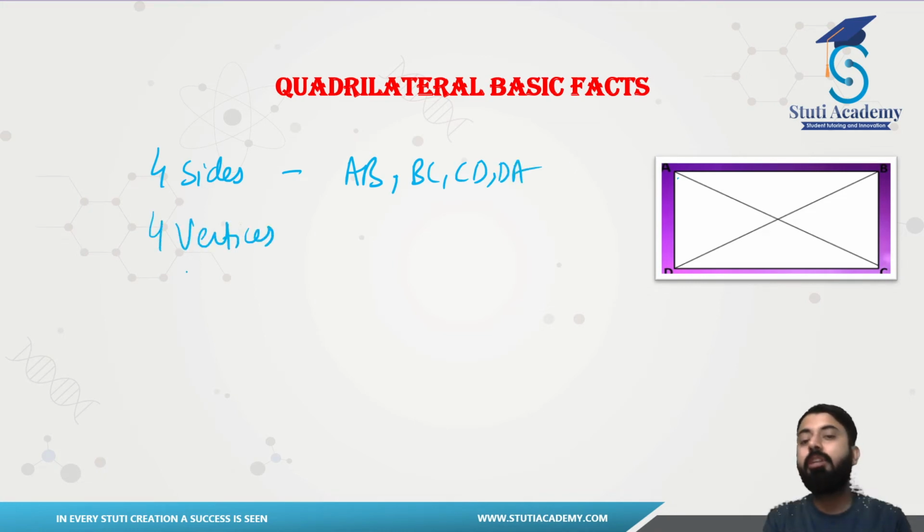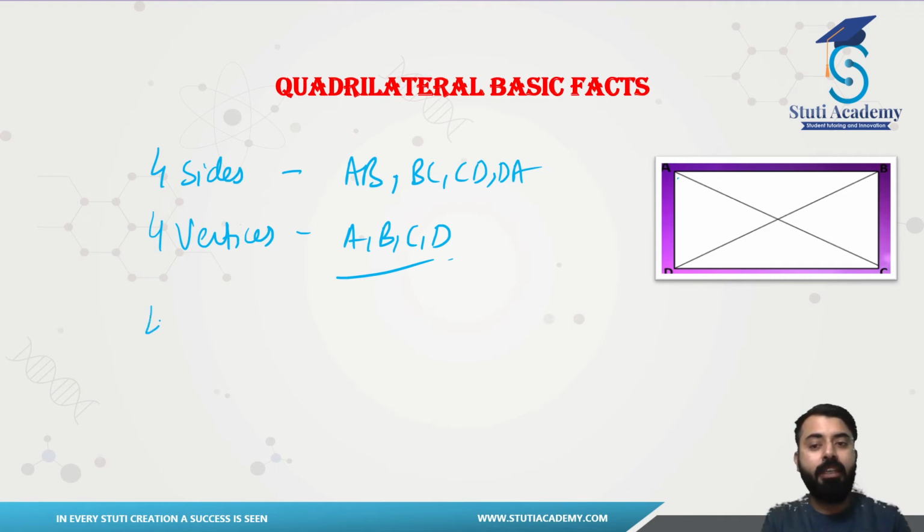Now you know what vertices are. They are the points where any two sides meet each other, or where they separate from each other, or emerge from. So you see, it will be this: A, B, C, and D. So these are the four vertices, right?